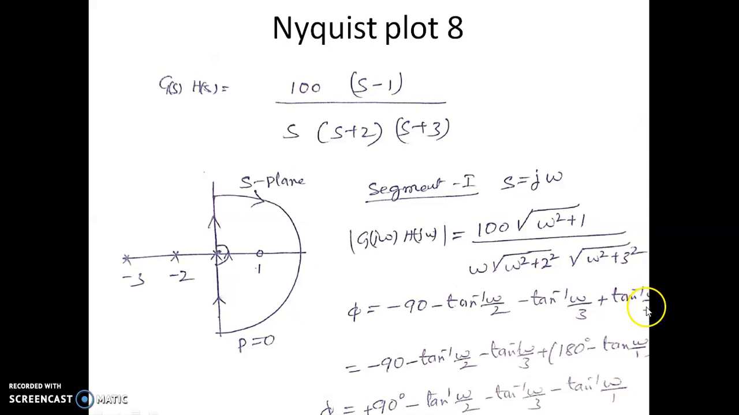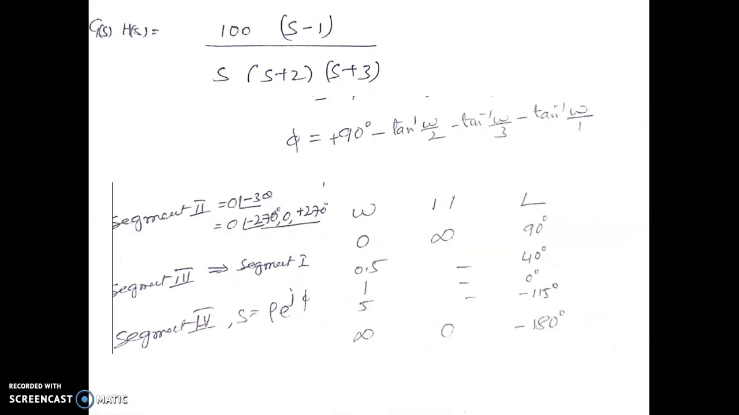This tan inverse of omega by minus 1 will be written as 180 minus tan inverse of omega by 1. This is an adjustment we are making to eliminate the minus 1 in the denominator of the tan inverse term. So finally the phase expression becomes plus 90 degree minus tan inverse of omega by 2 minus tan inverse of omega by 3 minus tan inverse of omega. This is the phase equation for the mapping of the first segment.